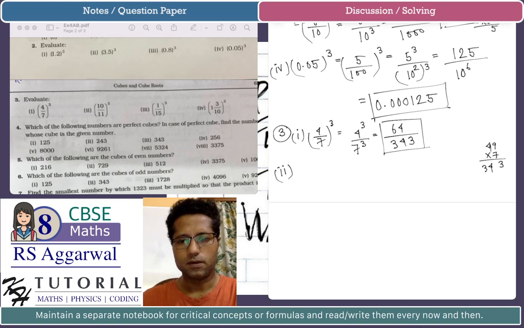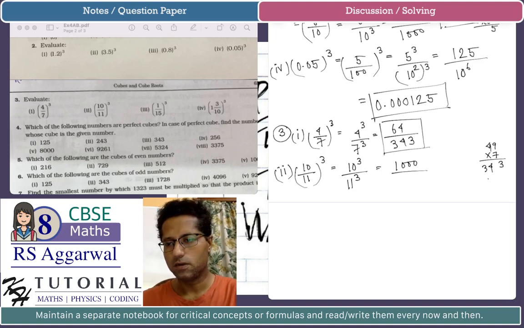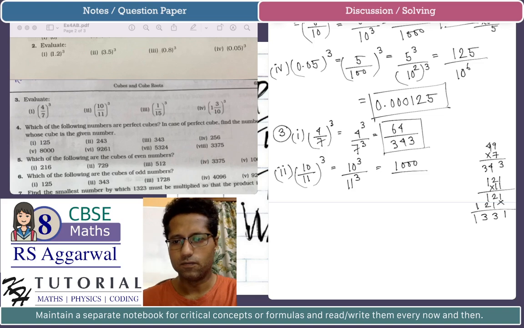Part 2, 10 by 11 whole cube. This is equal to 10 cube divided by 11 cube. Now 10 cube is 1000, divided by what is 11 cube. 11 cube is, 11 square is 121. So 121 multiplied by 11, that is 1331.